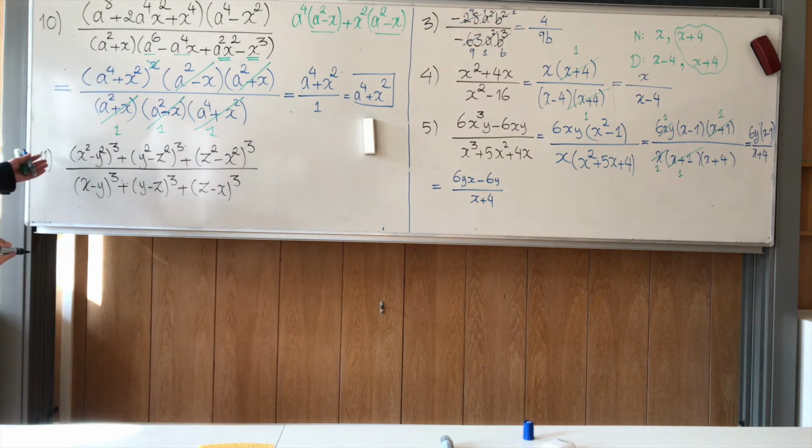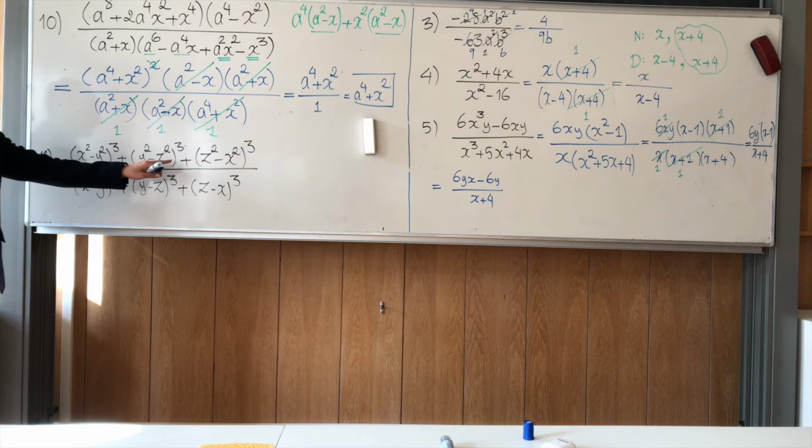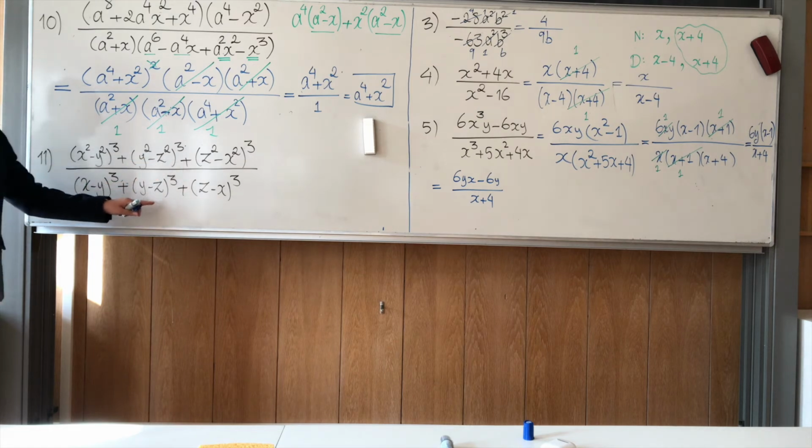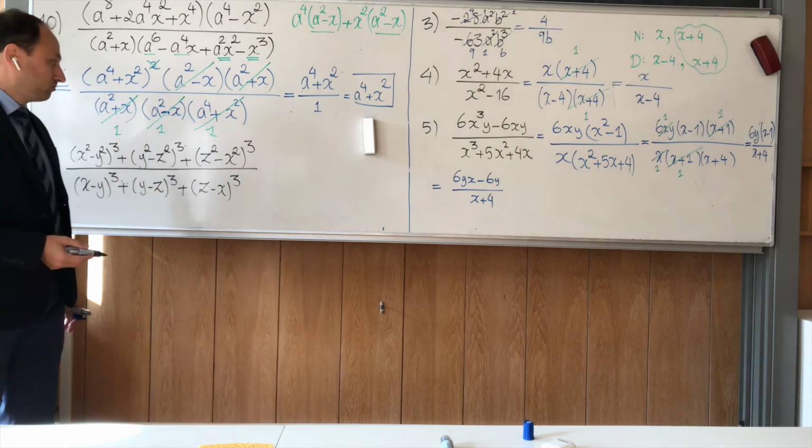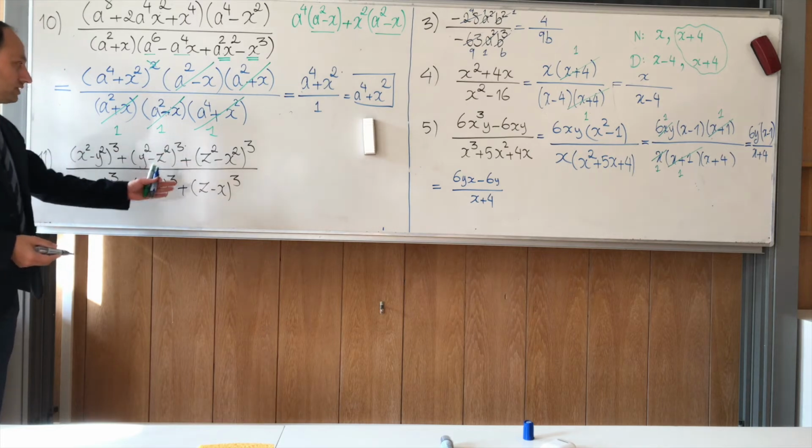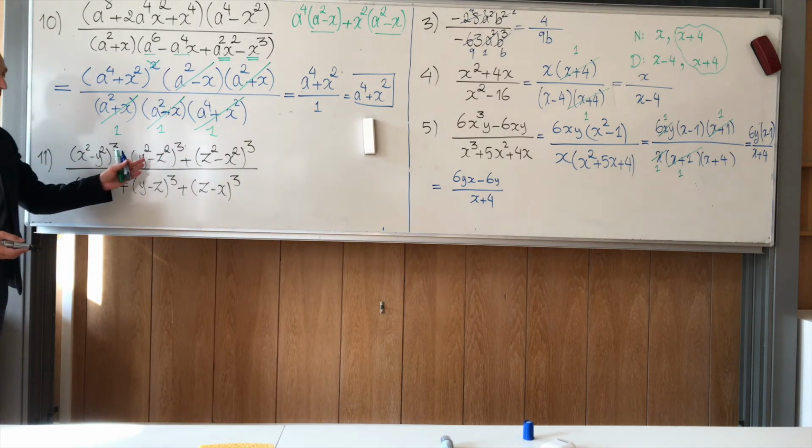Okay, so I want to simplify this rational expression. The numerator is a polynomial in 3 variables. The denominator is the same. My goal is to simplify this. Of course, it seems horrible if you don't remember what we talked about before.